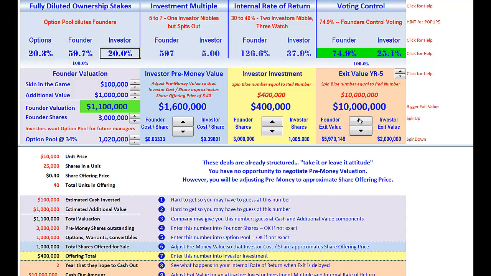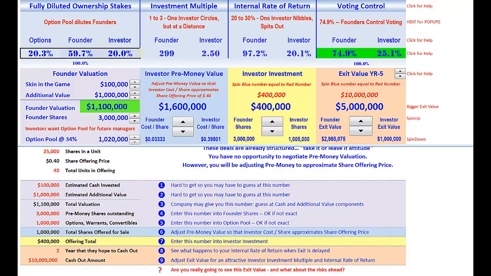And let's see what would happen, though. The real deal is what happens if they don't get this great big exit value. So let's dial this down to about 5 million and see what happens. There we are. Oops, one more. Now it's not so good. You got an investment internal rate of return of 20%, an investment multiple of 2.5. Voting control stays the same, as does the ultimate ownership. That's what happens in these deals.